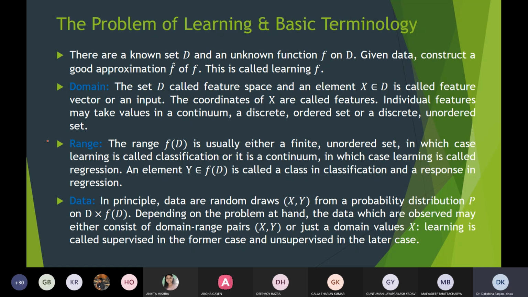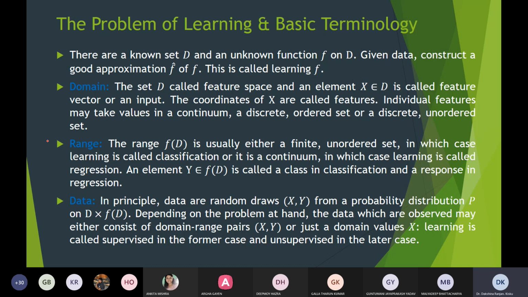The next terminology is data. In principle, data are random draws x comma y from a probability distribution P. If we consider the probability distribution P on D into F of D, here D is the feature space and F of D is the range. From this probability distribution P, if we draw some random data x comma y, then depending on the problem at hand, the data which are observed may either consist of the domain-range pairs x comma y or just a domain value x.